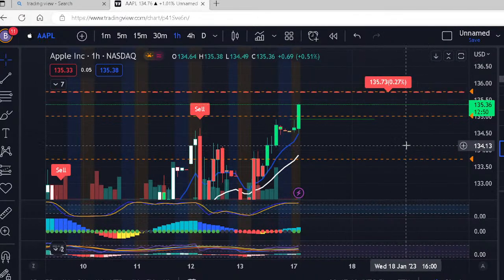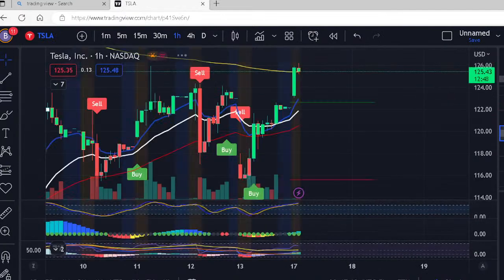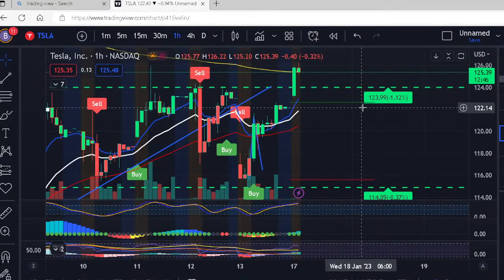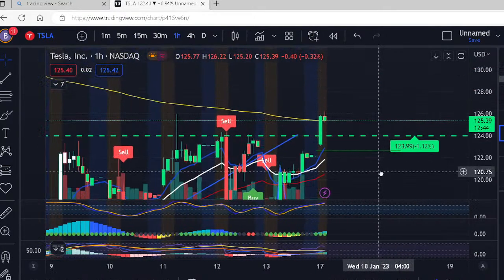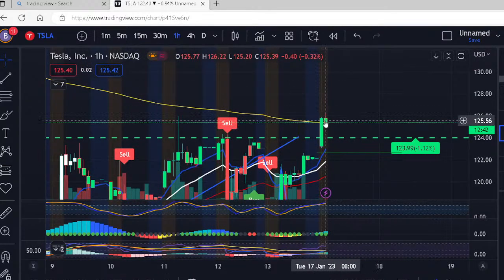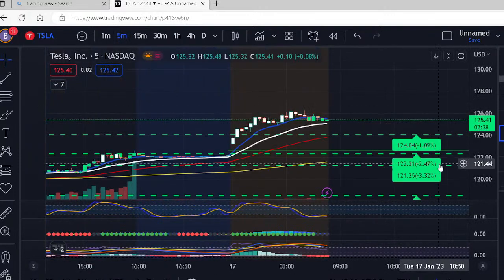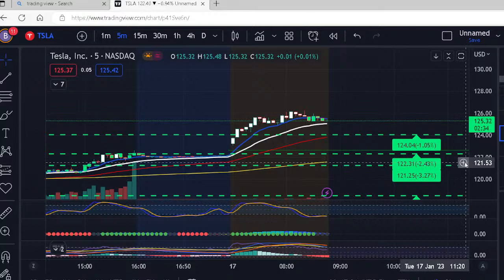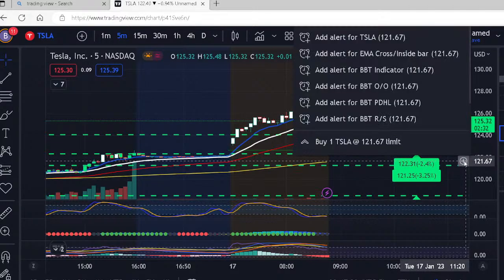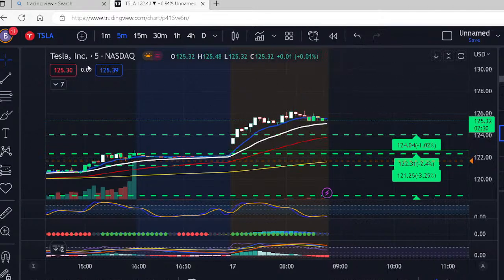I'll probably be watching Tesla today. Let's jump to Tesla. Obviously, there's a gap down here at 122.14. See the 200 on the 1 hour? It's at that do-or-die point. Let me jump over here. I'm going to put a price alert right here at the 200 on the 5 minute. I want to know where it is when I'm doing my call and put triggers.